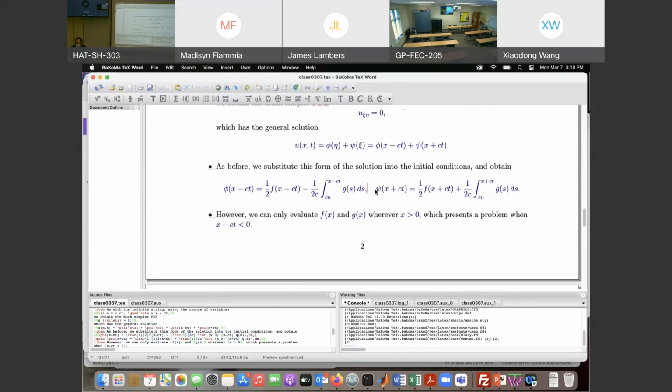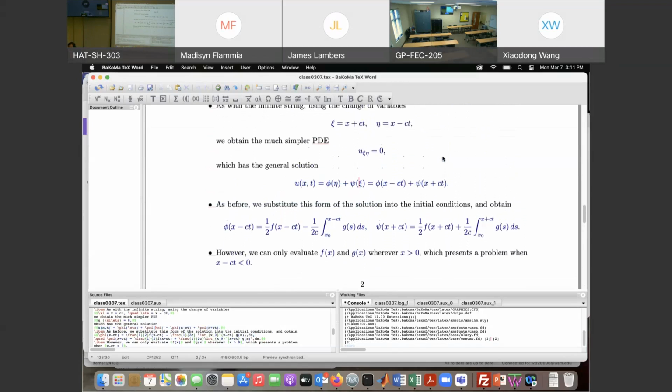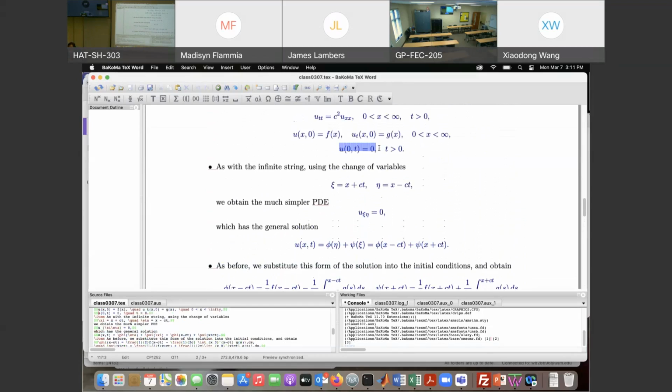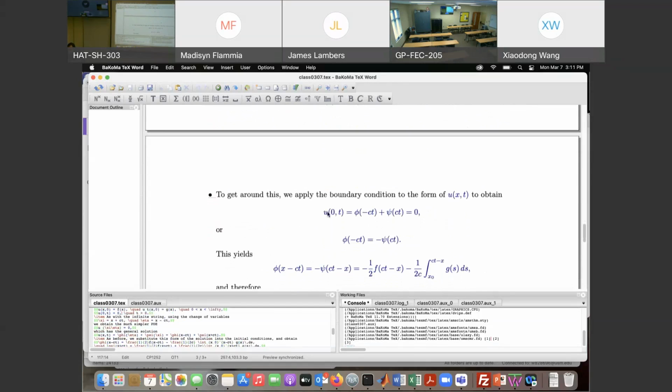So if I go to here and enforce the boundary condition on this equation, that means I'm just setting x equal to 0. And the result must be 0, because that's what our boundary condition is: u of 0, t equals 0. So when I do that, this is what I get: phi of minus ct plus psi of ct is 0.